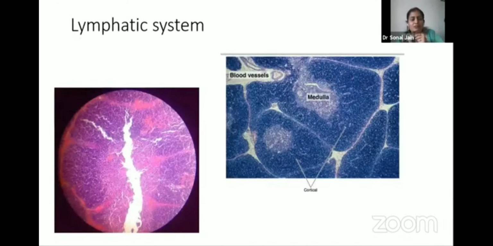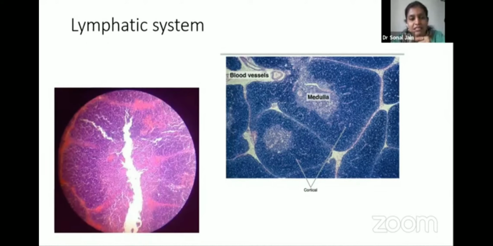Lymphatic system. Students find it very difficult, but actually it is very easy. We know that in the lymphatic system B and T lymphocytes are present, and their nucleus is larger, so they look dark. So first focus on the slide. If it is more dark, then think about the lymphatic system.